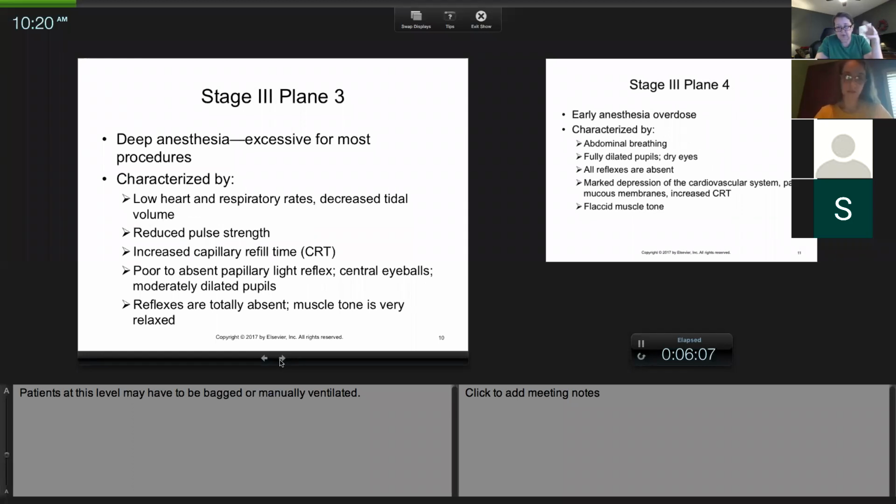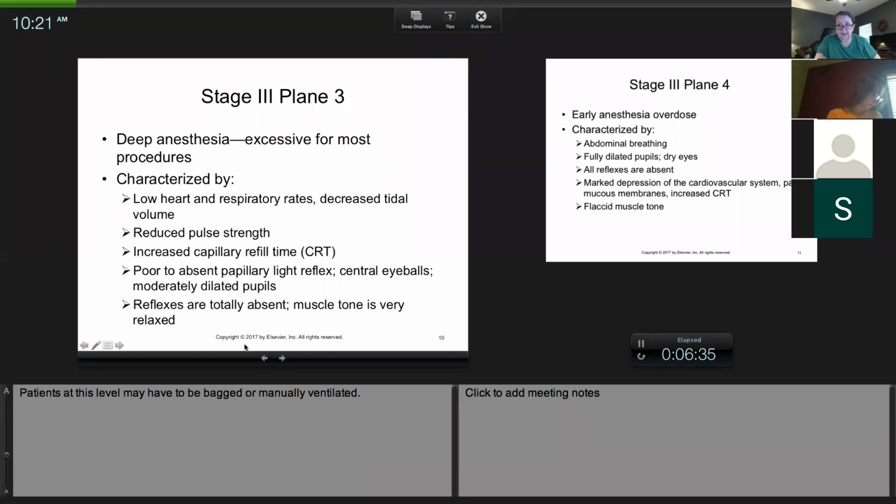Stage 3, plane 3 is considered the deep anesthesia. So remember, we call it light, medium, deep. Medium is surgical anesthesia. Light is too light, and then deep, your animal is probably going to survive this stage. Everything is just going to continue to slow down. So increased CRT, they're going to be a little dilated, very relaxed, flaccid muscle. This is just excessive anesthetic depth.